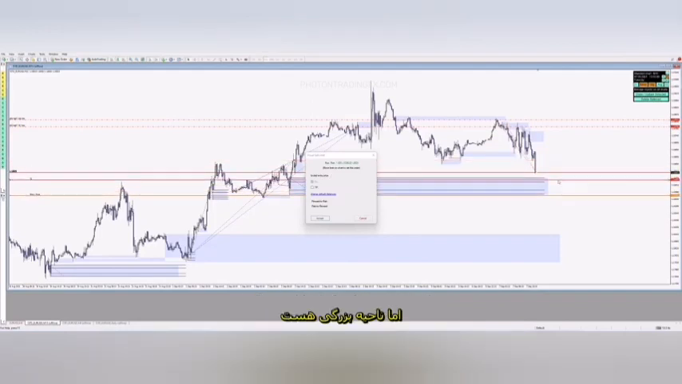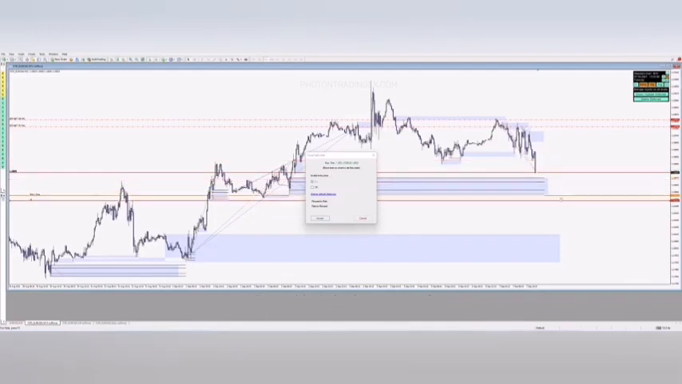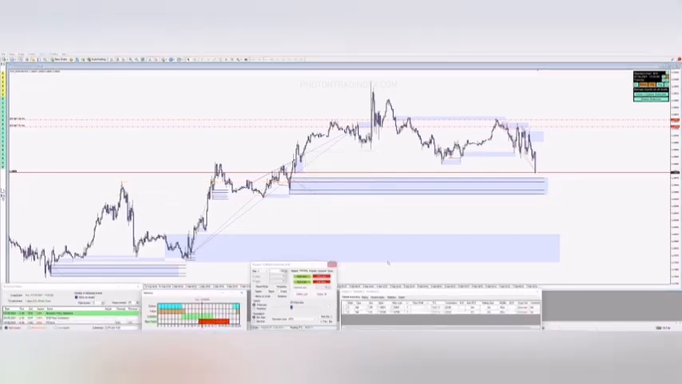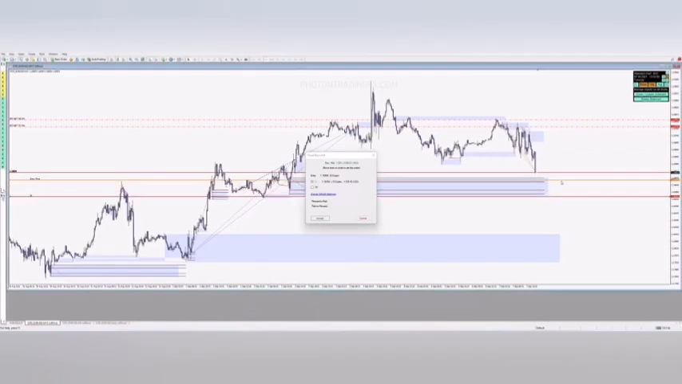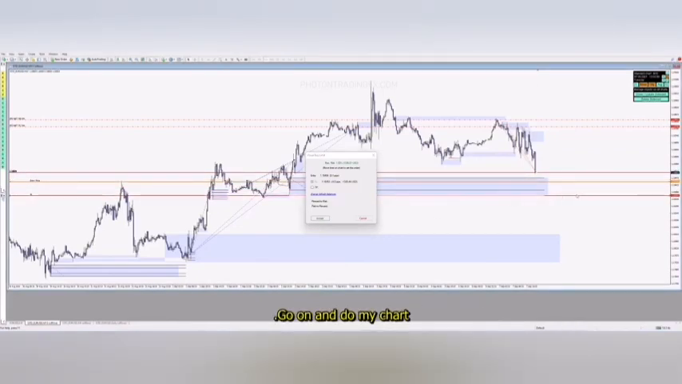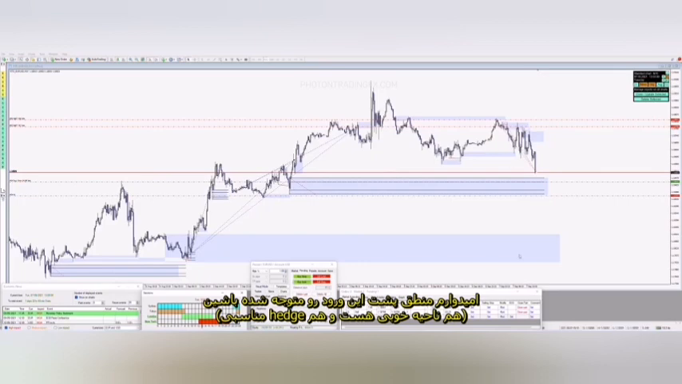So this looks like it's quite a big zone though. Whoops, that's our entry one, isn't it? Yeah, cool. And then stop just below the low. I think I've done that the wrong way around. Let's buy limit, there we go. Cool. 25%, and then stop just below there. Or round that up to 9. Go on then. Let's do my chart OCD. There we go. Boom. Cool. So yeah, hopefully you guys can understand the logic behind that.